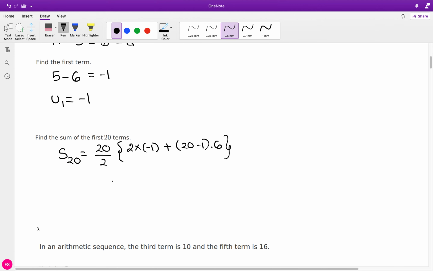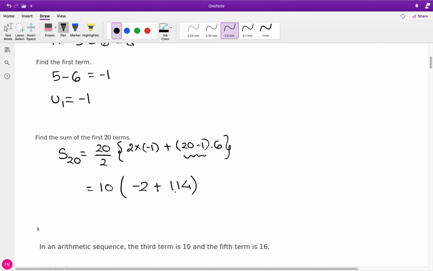20 over 2 is just 10. Then inside the bracket I will have 2 times -1, which is -2, plus, always do this thing first, which is 20 minus 1 is 19, and 19 times 6 is 114.